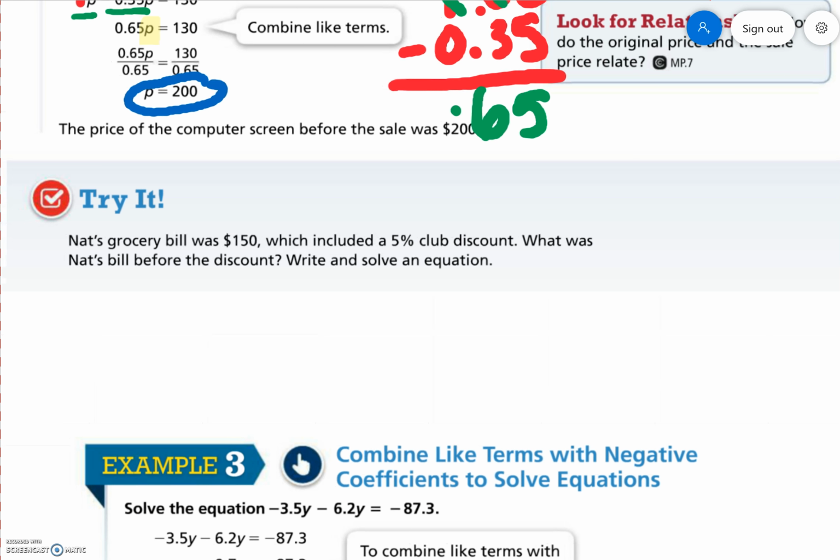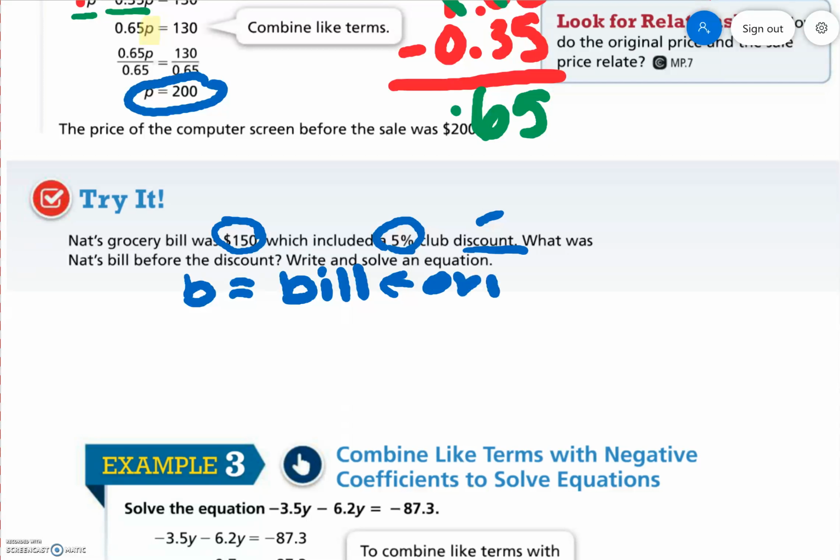Nat's grocery bill was $150, which included a 5% club discount. Discount, does that mean money was added or subtracted? Subtracted. What was Nat's bill before the discount? Write and solve the equation. So we can say B is bill, not to be confused with the person name, but what she had to pay, okay? B was the bill. I want to say the original bill before the discount.